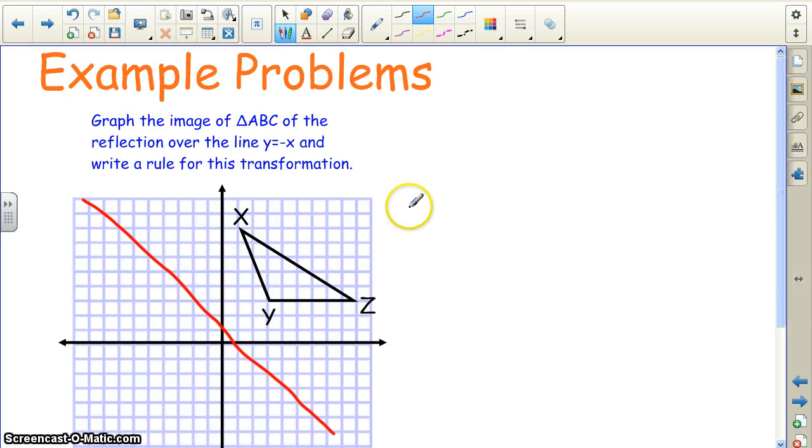All right, after you've spent time doing that, your rule ends up being that the x's and y's are flipped, just like with the line y equals x, but now the signs have changed as well. So both things happen now. Our ordered pairs are switched, and our signs have changed.